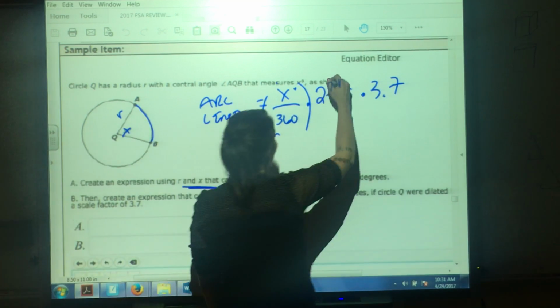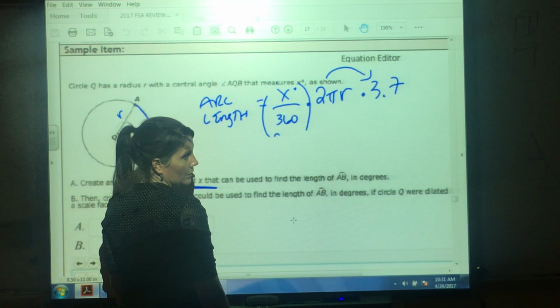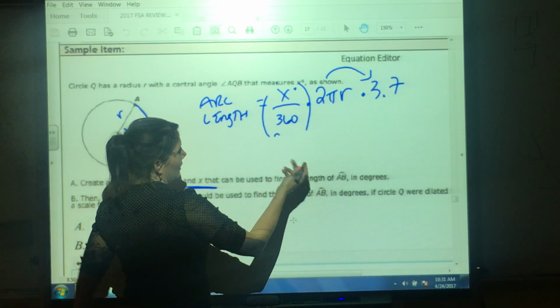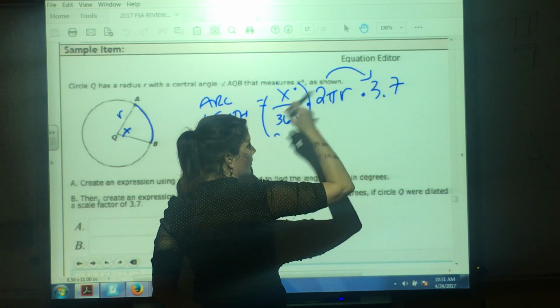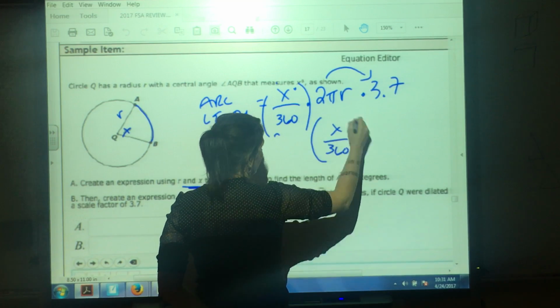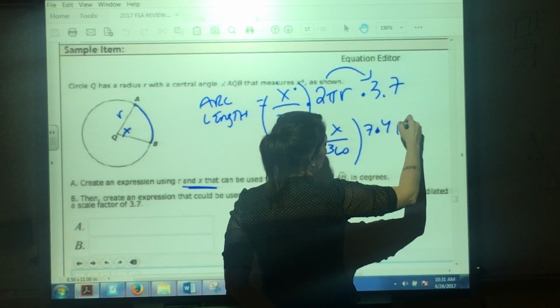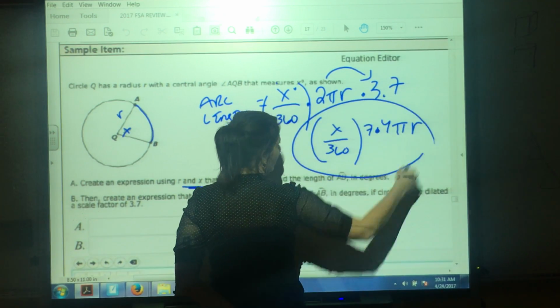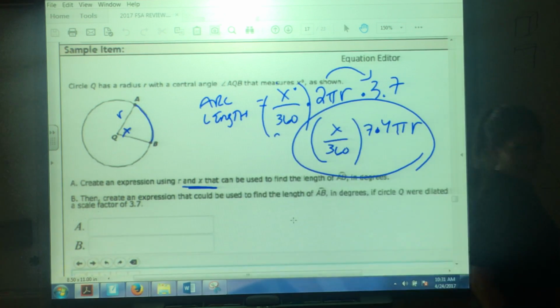Or you could go a step further and multiply that. I don't want to confuse you too much, but 2 times 3.7 is 7.4. So you could have x over 360 times 7.4 pi r. That's how I would leave it. I mean, it's an expression, so it's not telling me to simplify it.